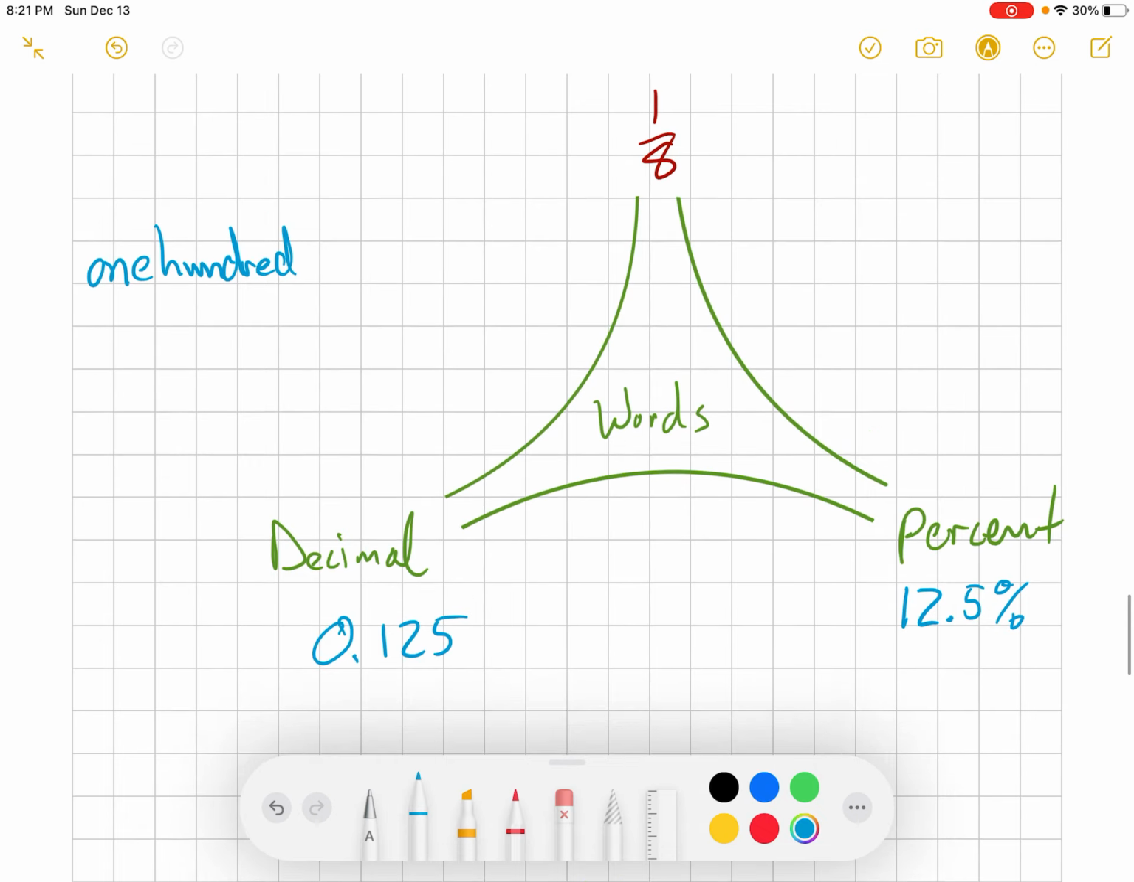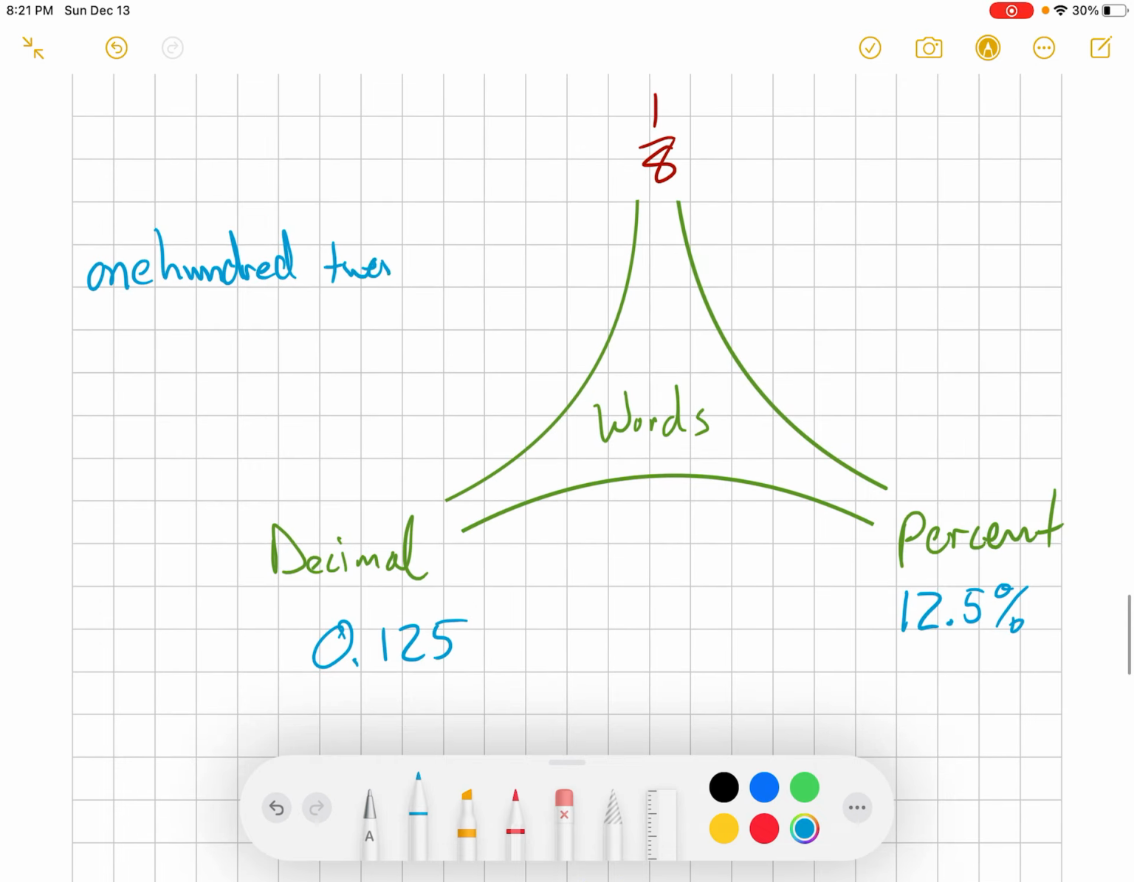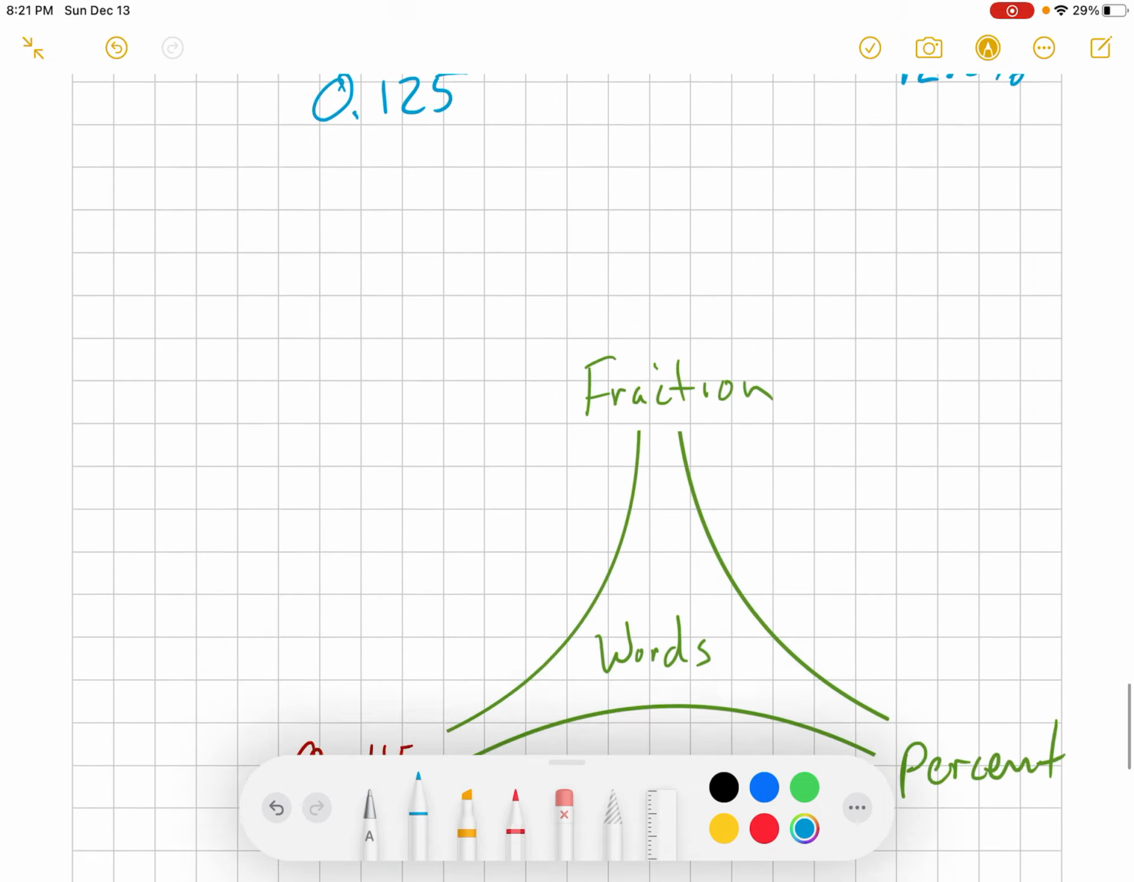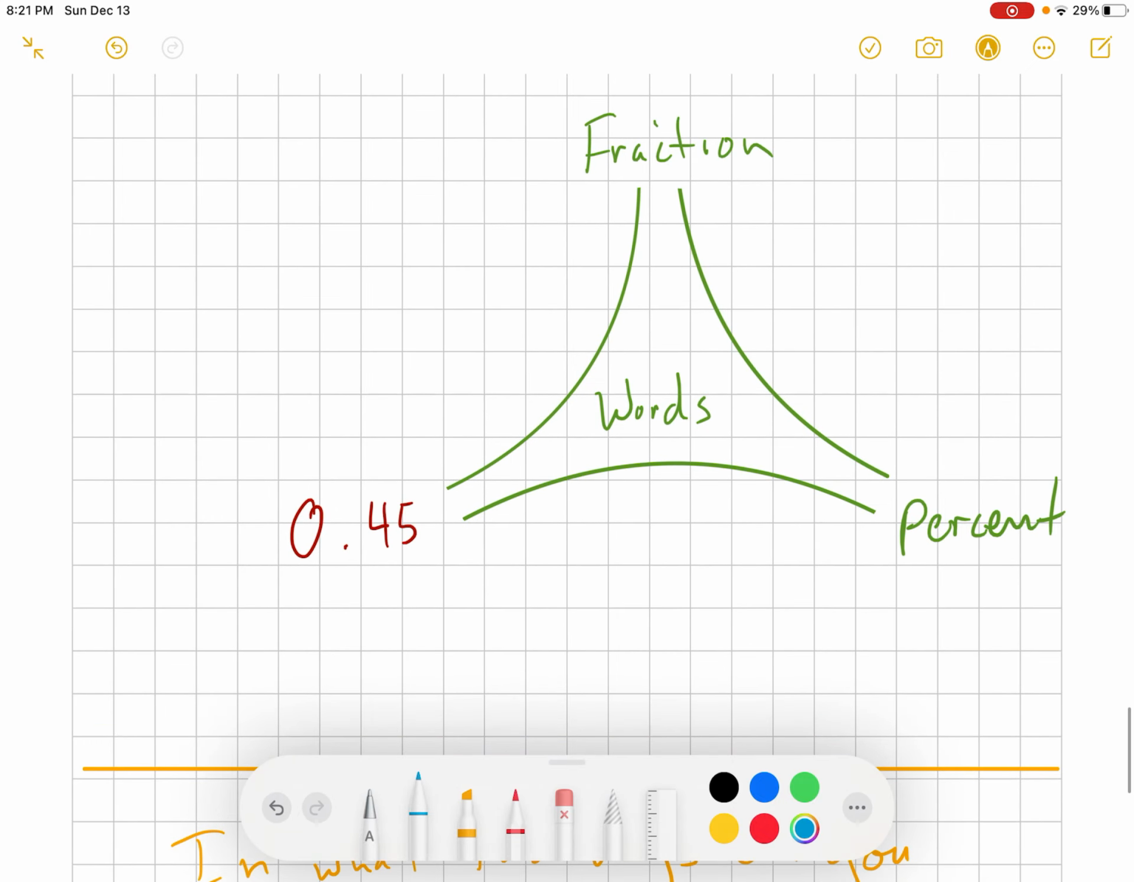Words, I would write 125 thousandths is how I would write this one. I think that's the best way to put that. Okay. All right.